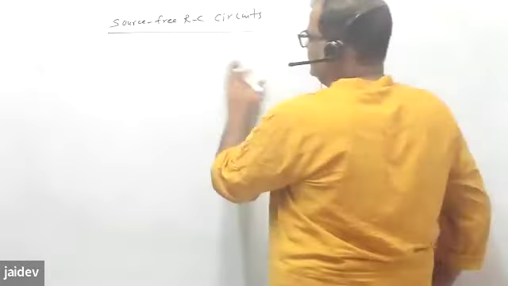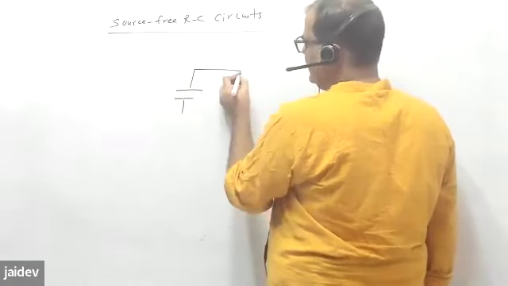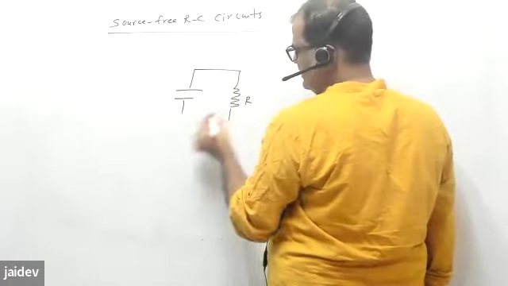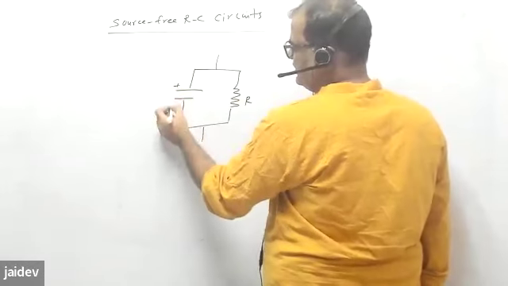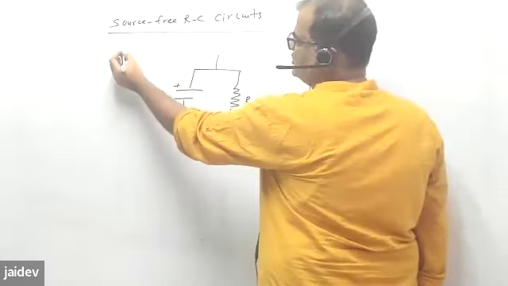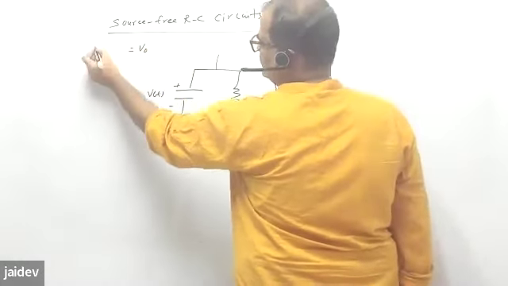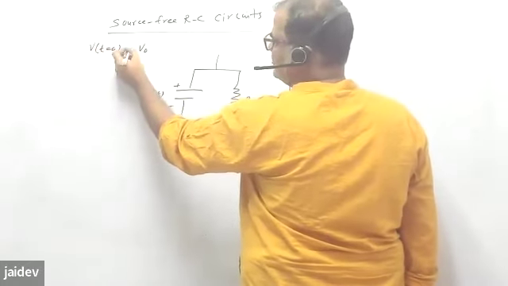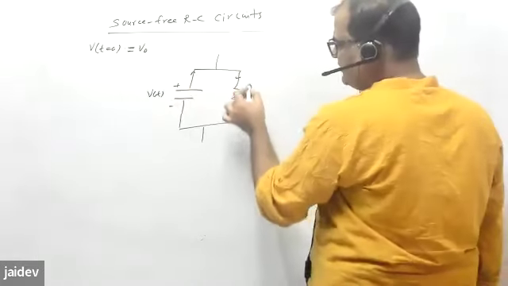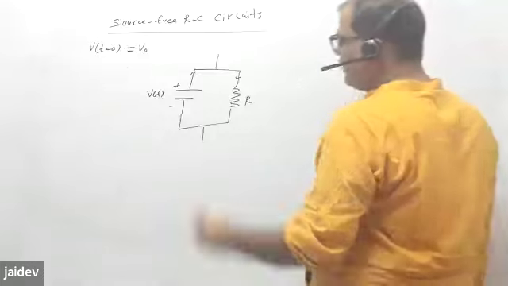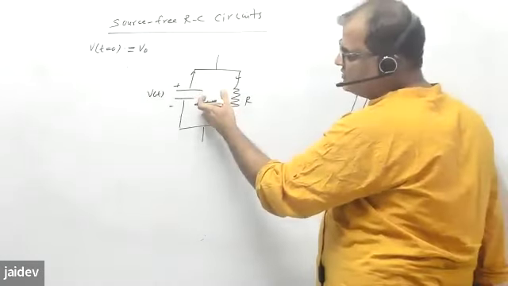Now one more thing. Say I have a capacitor, and here I have a resistor R, and here the voltage is varying with time. The initial voltage, V at t equal to zero, is V naught, and this is discharging. So obviously some current is flowing here. I want to find how much power loss there is in the resistor, because finally this will lose all the energy.